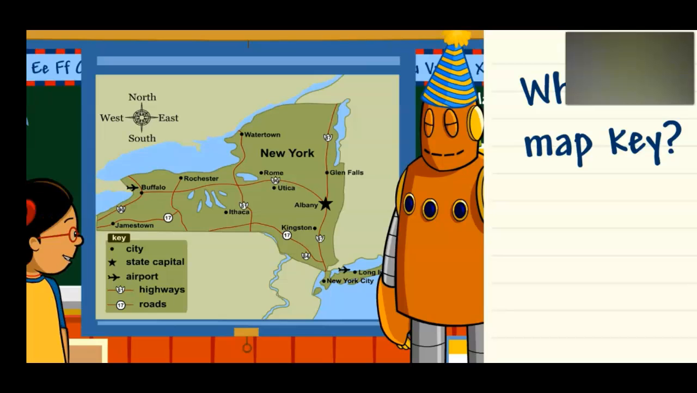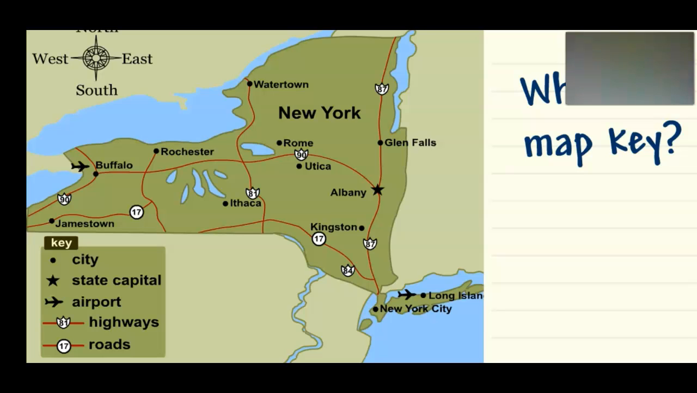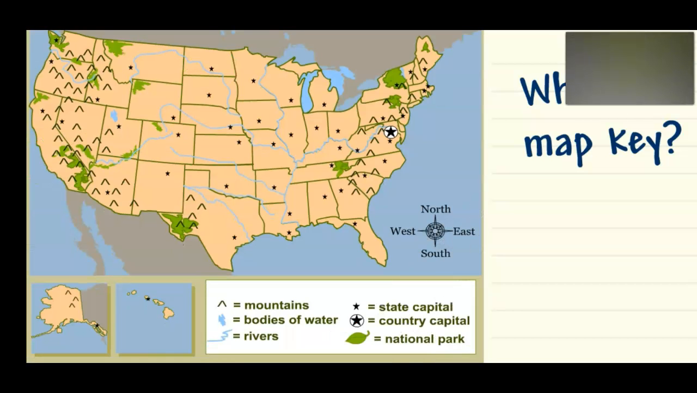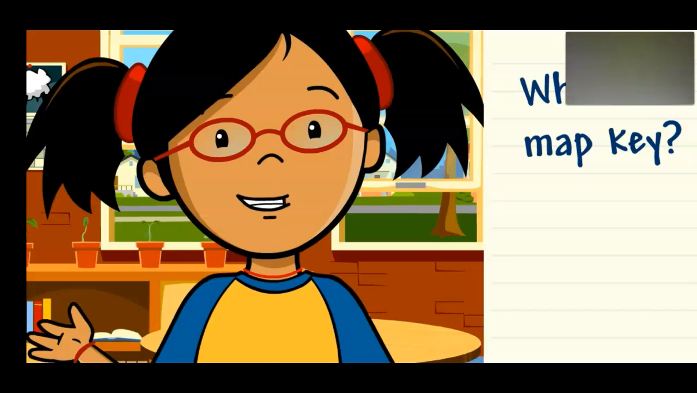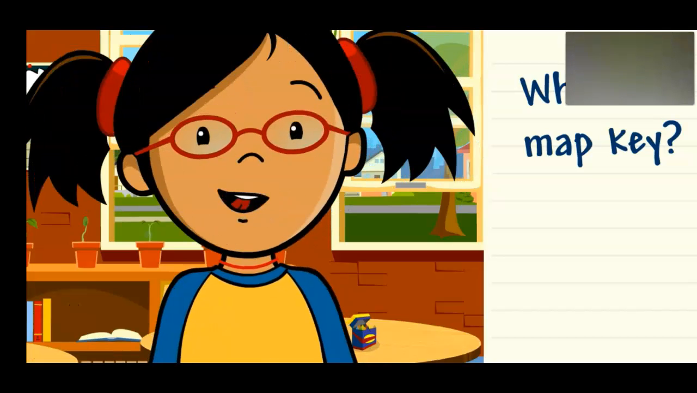This is a map of New York, and here's the map key. On this map, a black dot stands for a city. A star stands for the state capital. An airplane stands for an airport, and lines stand for highways and roads. There are also other symbols that stand for bodies of water, parks or forests, and mountains. Oh, and a star inside of a circle stands for the country's capital. Maps can have different symbols, so it's important to always look at the key.